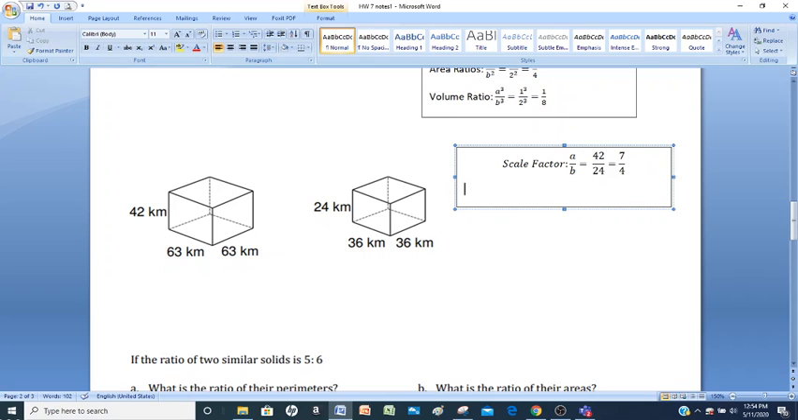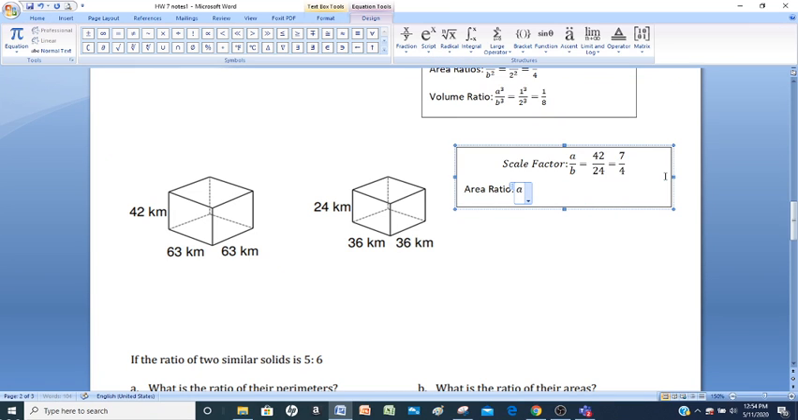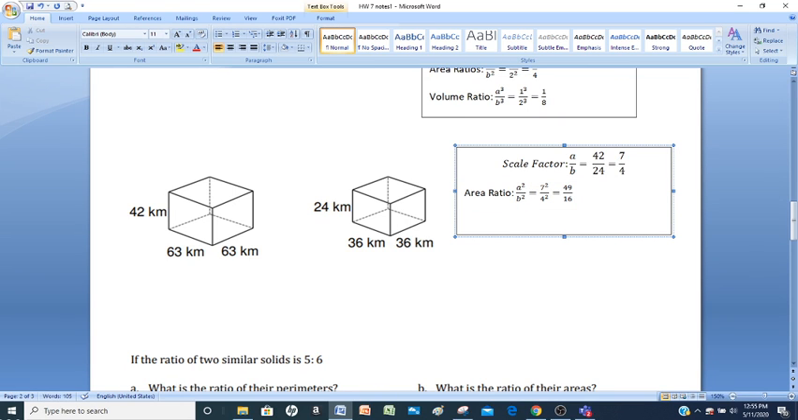If I wanted to find my area ratio, you're going to square them. We know that A was 7, so I just need to get 7 squared. And we know that B was 4, so I just need to square that as well. 7 squared is 49. 4 squared is 16. I haven't had a need for the calculator yet, so I'm not going to use it, but I have it there just in case. So for my volume ratio, things get cubed.